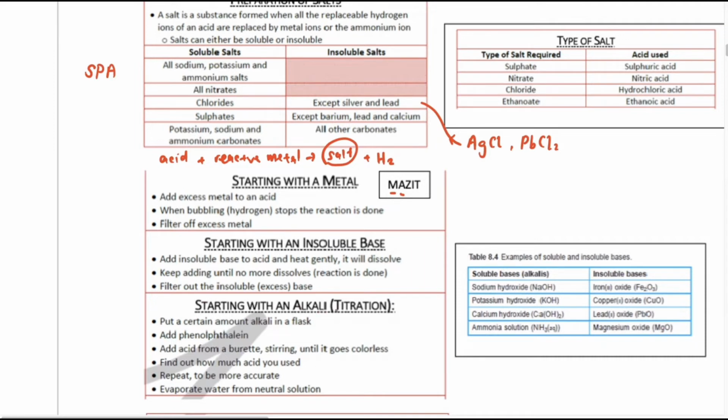Starting with an alkali. Titration. You put a certain amount of alkali in a flask, add phenolphthalein, add acid from a burette, stirring until it goes colorless. Okay, when you add phenolphthalein to alkali, it's a purple or pink color. So then you add acid from the burette, then it becomes colorless. Find out how much acid you use, and then you repeat without the indicator, that means without phenolphthalein. Okay, so then it will be more accurate. We don't want phenolphthalein there. Then you evaporate water from the neutral solution. Alkali plus acid becomes salt and water, right? So you remove the water by heating it until it's concentrated. Then after that, you can get the salt.